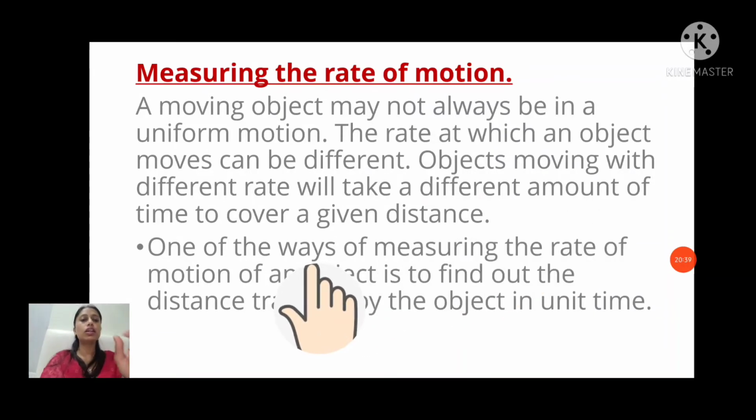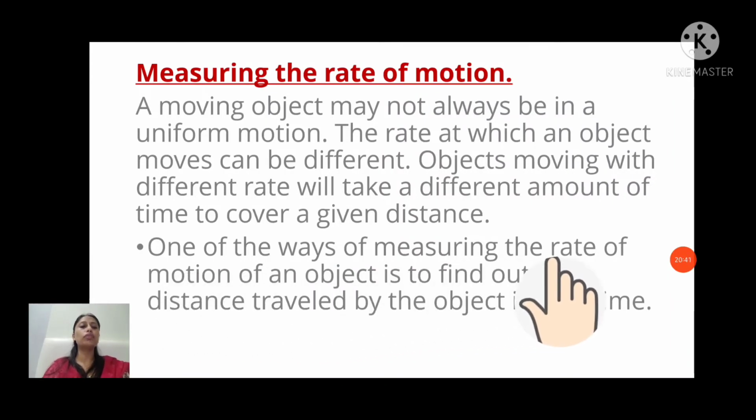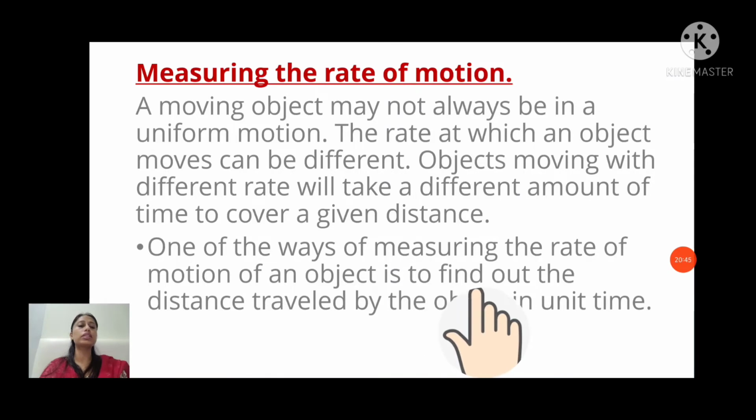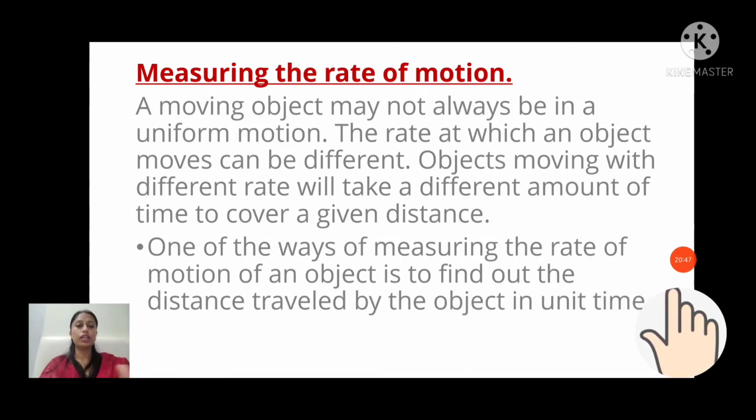So one way of measuring the rate of motion of an object is to find out the distance traveled by the object in unit time. How can you measure the rate of motion? By finding how much distance is traveled in a unit time. If you know the distance in a unit time, then you can find the rate of motion.